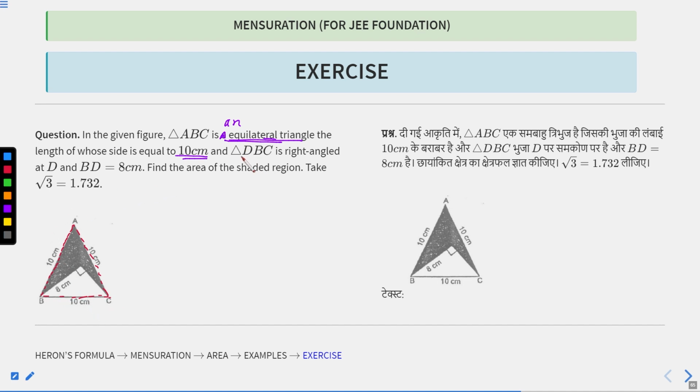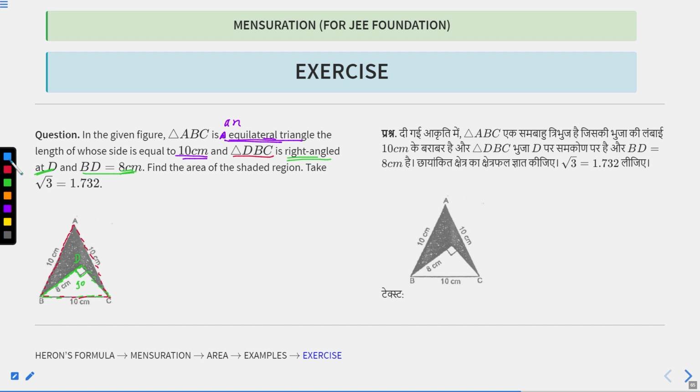Now there is another triangle DBC. So here this point is D. This triangle DBC is my other triangle, which has a right angle at D. So there is a 90-degree angle here, and BD, this length, is 8 centimeters. So we have to find the area of the shaded region.